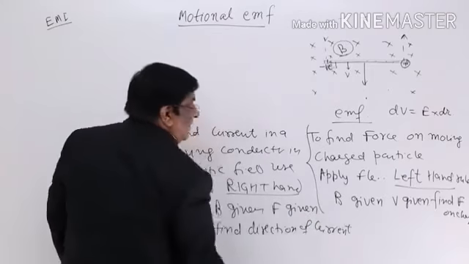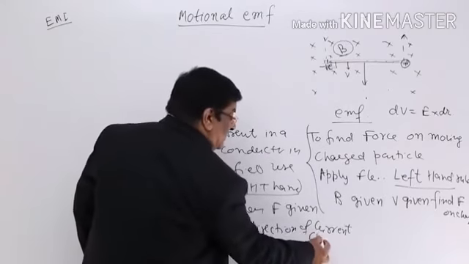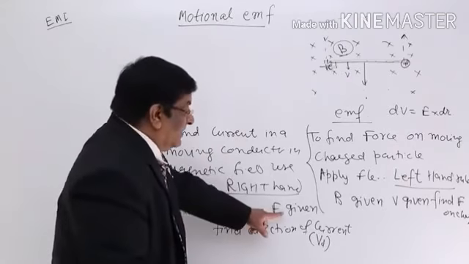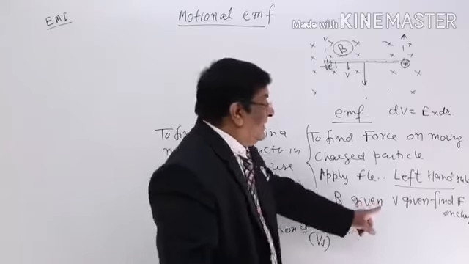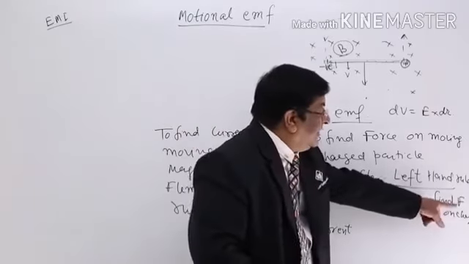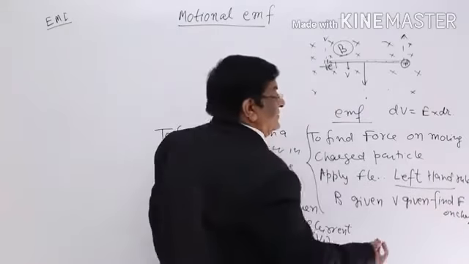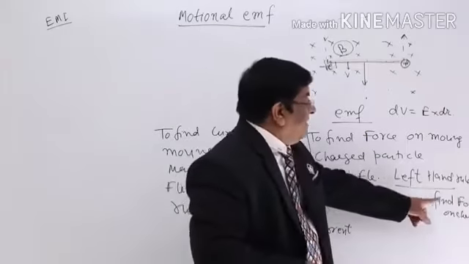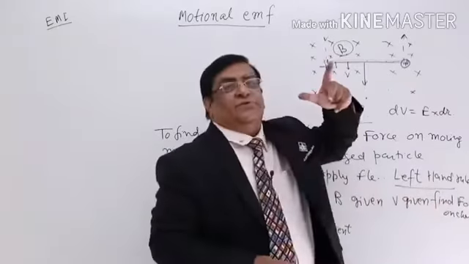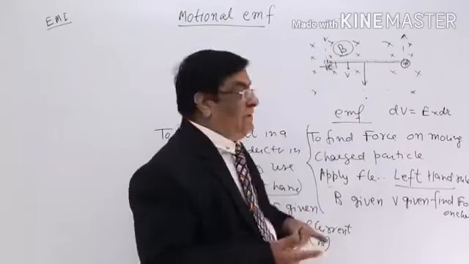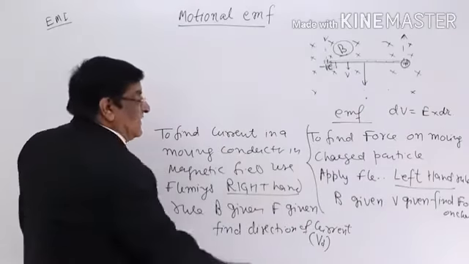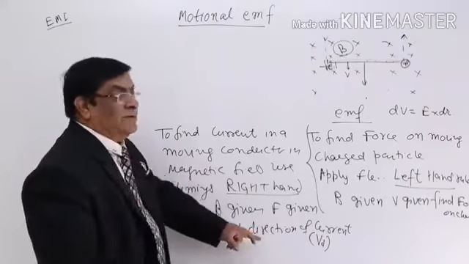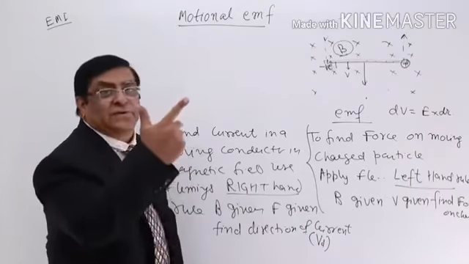And what is current? Current is the drift velocity of the charges. So here F is given, we have to find drift velocity. Here V is given, we have to find force on the charge. So when V is given and we have to find force on the charge, we use the left hand, and when force on the conductor is given, we have to find the direction of current, then we use the right hand.